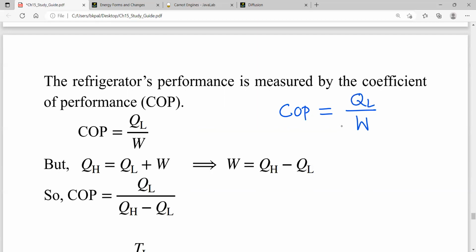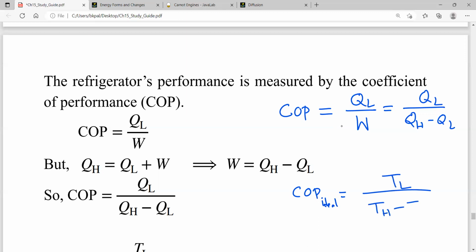So you want the refrigerator interior cold, right? That's why the output here is QL and the input is the work done the motor does. Now because W equals QH minus QL, you can also use this equation for COP. And similarly, the ideal or theoretical COP is TL over TH minus TL.